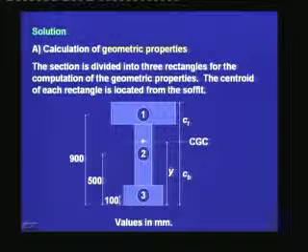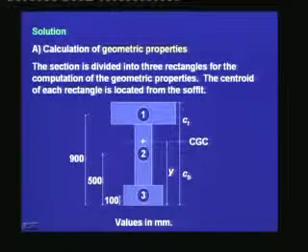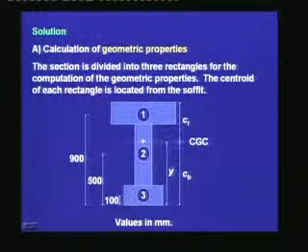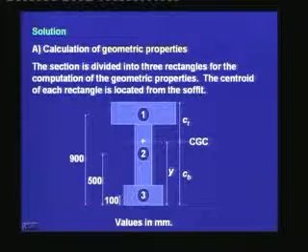First, we are calculating the geometric properties. Since the section is unsymmetric, we need to locate the CGC, which is not at the mid depth anymore. The section is divided into 3 rectangles for the computation of the geometric properties.